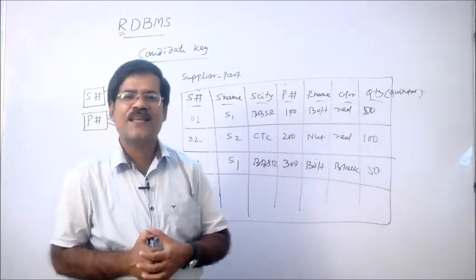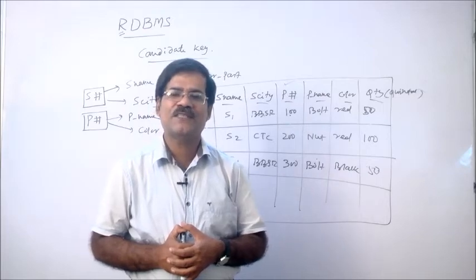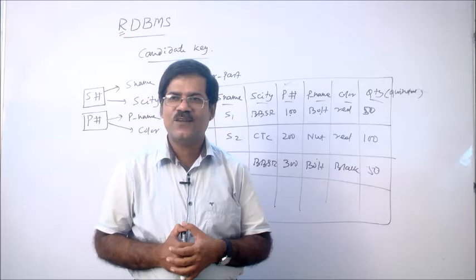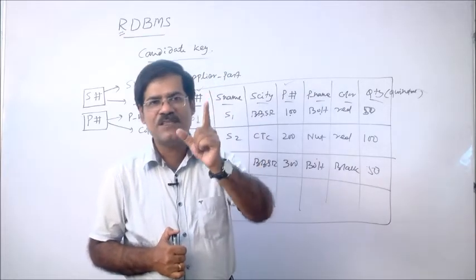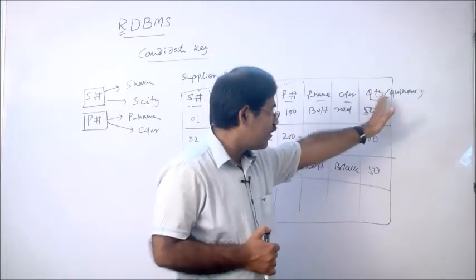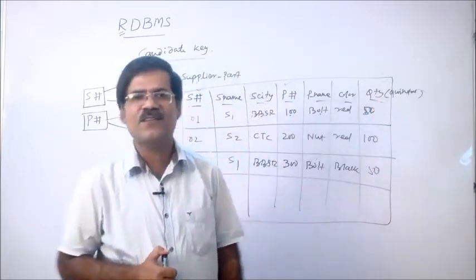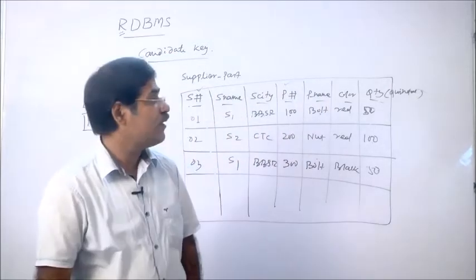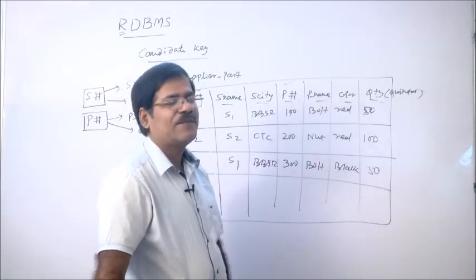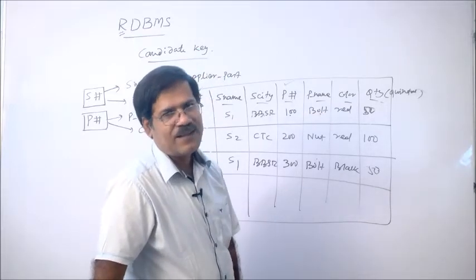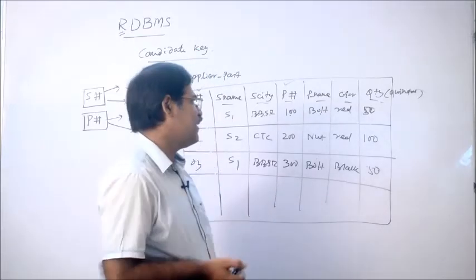Suppose I say supplier S1, 50 quintal, what does it mean? Part quantity has no meaning. If you say which supplier supplies which part and how much quantity, it has some meaning. So quantity is a term which obviously depends on the supplier and parts. Only supplier part, or quantity alone, has no meaning, and part quantity has no meaning. So which supplier supplies which part, and then how much quantity, then it has some meaning.